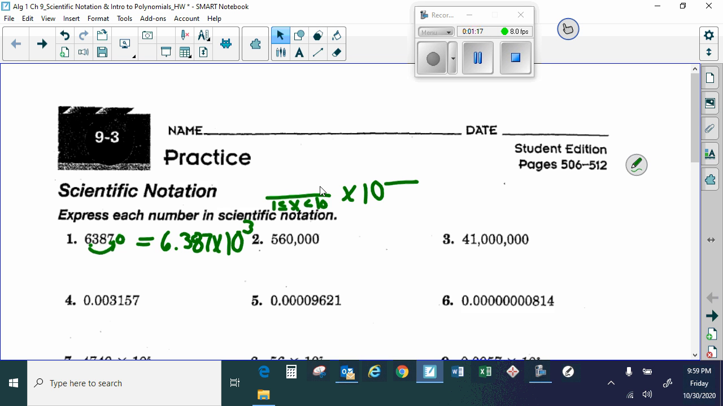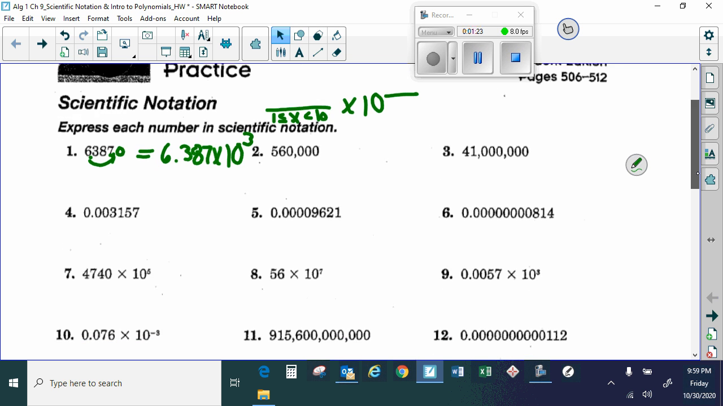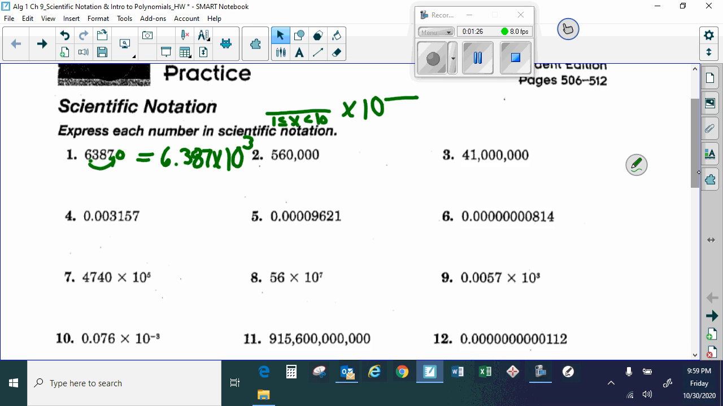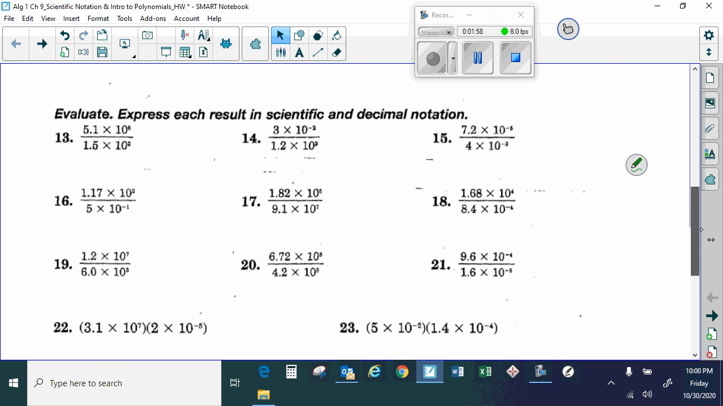Okay, if I was moving it back to the left, it'd be negative. So let's do an example of that one. Let's say number 5 here. Again, that number has to be between 1 and 10, so it goes right there. Nowhere else will it be between 1 and 10. So it's 9.621. Let's just write it down here so I have more room. 9.621 times 10 to what? How many places do I have to move it to get it back there? I'm going to the left, so that's negative. And that's 1, 2, 3, 4, 5 places. So 10 to the negative fifth. Okay, so that is the top half.